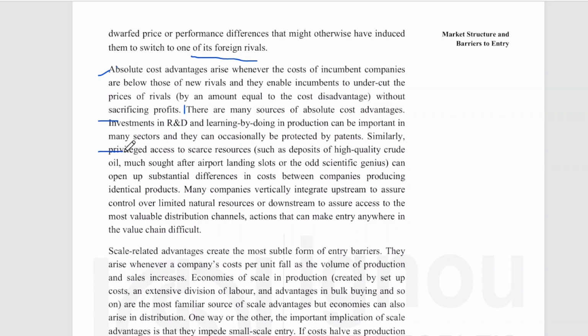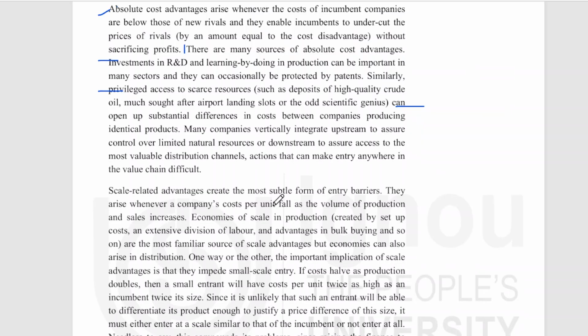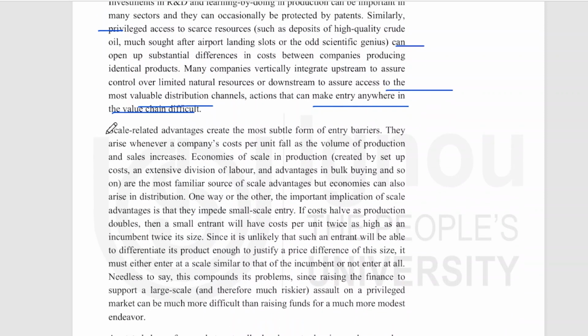Similarly, privileged access to scarce resources can open up substantial differences in cost between companies producing identical products. Many companies vertically integrate upstream to assure control over limited natural resources, or downstream to assure access to the most valuable distribution channels. Action like this can make entry anywhere in the value chain difficult. Scale related advantages create the most subtle form of entry barriers.